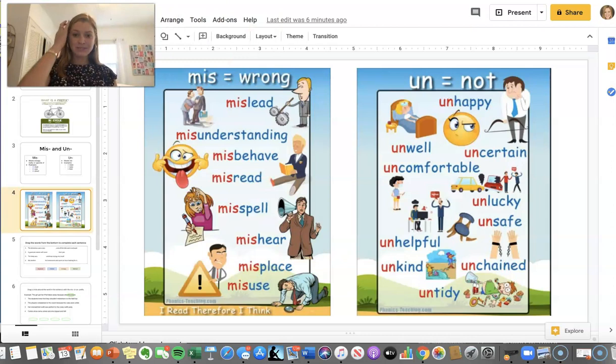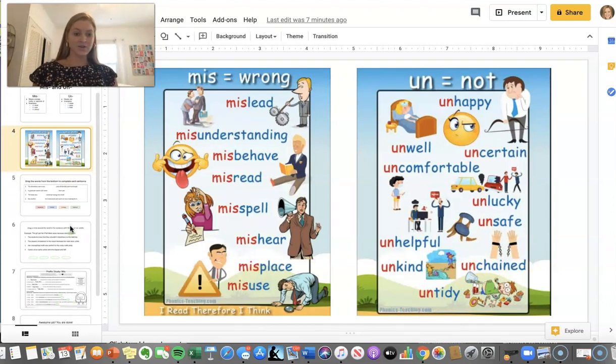Now let's look at our examples for un. So remember that un means not. So if you're unhappy, you are not happy. If you're unwell, that means you're not well and you probably don't feel good. If you're uncomfortable, you're not comfortable. If you're uncertain, you are not certain and you probably have some doubts in your mind. And then some more examples are unlucky, unsafe, unhelpful, unkind, unchained, and untidy.